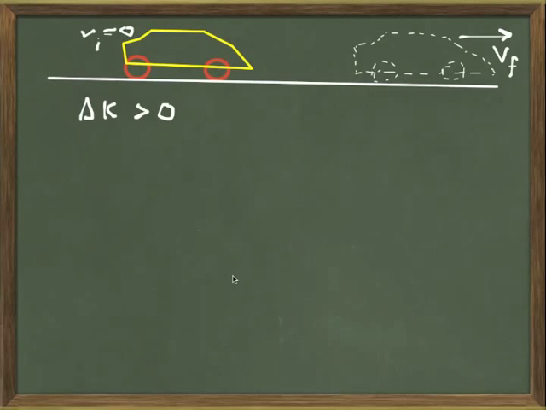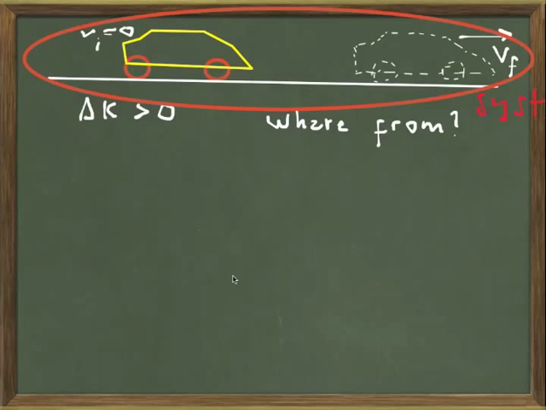Now in this situation, we have a car that is starting with some initial velocity equals 0, and the car is going to accelerate and reach some final velocity. So my question is, well, we know that the kinetic energy is increasing. There is no change in potential energy. And we've been saying that energy is conserved, right? So where did that energy come from?